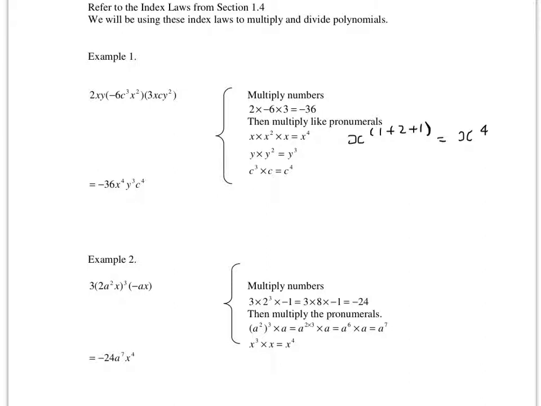I'll leave you to have a go at example 2 on your own, and it's pretty well done for you there anyway.